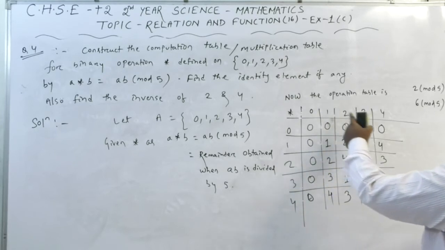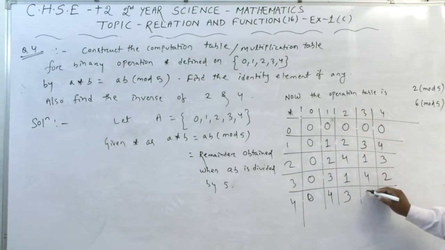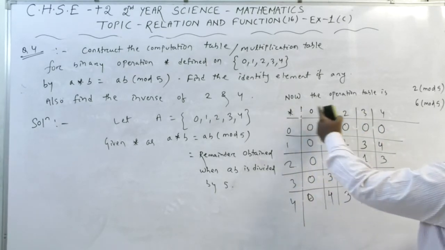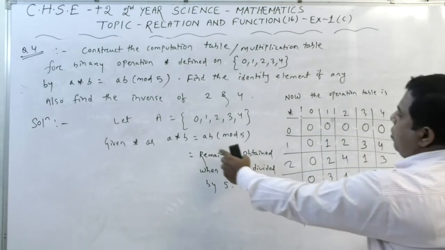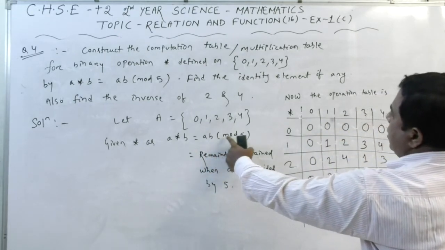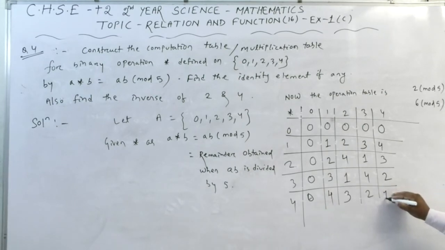And 4 star 3, it is 12. 12 modulo 5, the remainder is 2. And 4 star 4, when you compute 4 star 4, what do you get? 4 into 4, 16. 16 modulo 5, the remainder is 1.